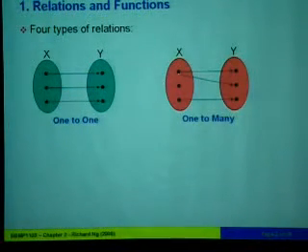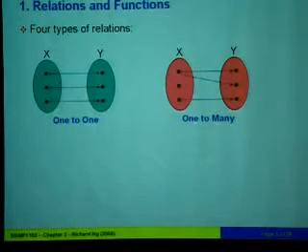Next, if one element from X, one input, produces two or more outputs, then we say this kind of relationship is one to many.